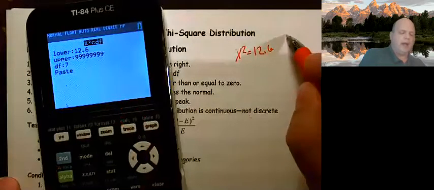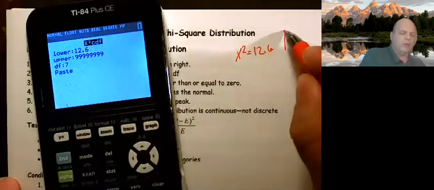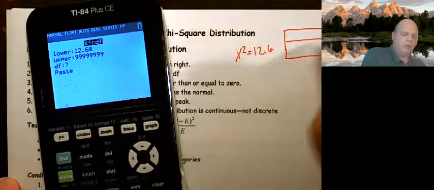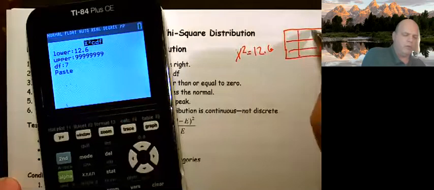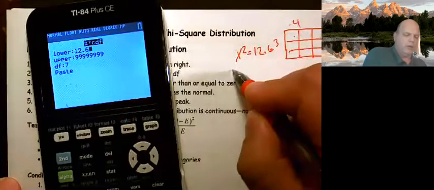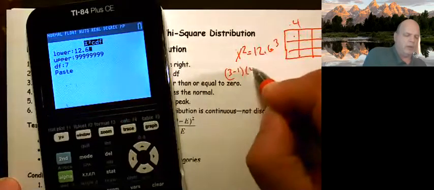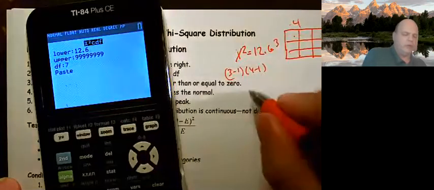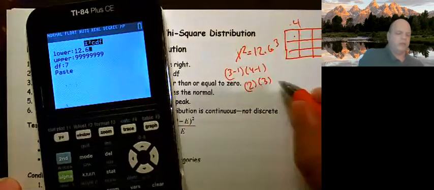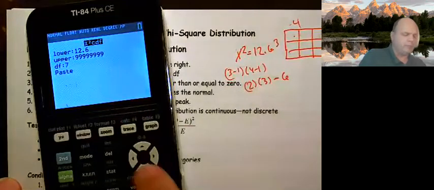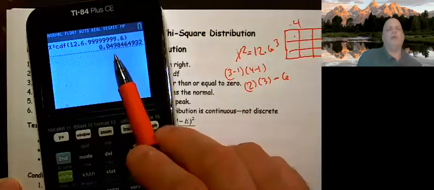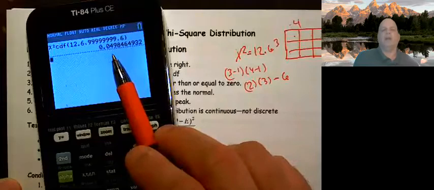And let's just say we happen to have a matrix that looked like this: 1, 2, 3, and 1, 2, 3, 4. So we had a 3 by 4. So 3 minus 1 times 4 minus 1. This is 2, and 2 times 3 is 6. So we'd have 6 degrees of freedom. And I end up getting a 0.049 p-value. So it calculated my p-value for me.